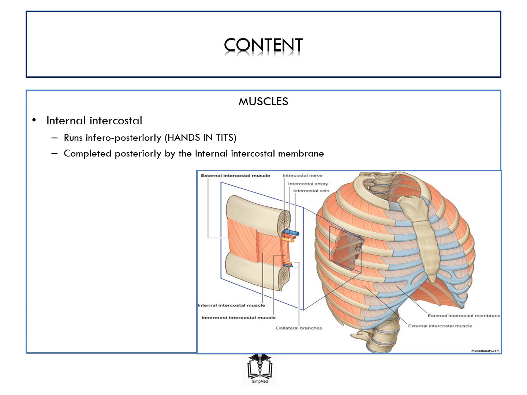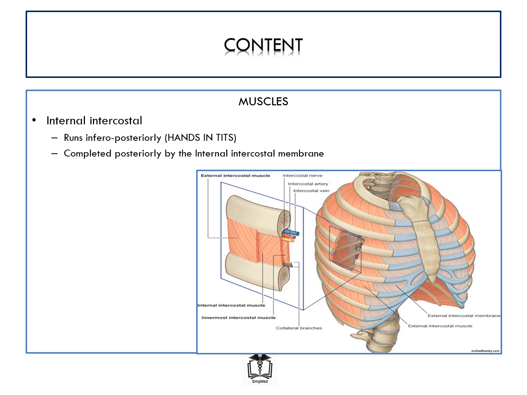The internal intercostal muscle is the second muscle in the content of the intercostal space. It is found in the middle portion of the entire space and tends to run inferior posteriorly, in contrast to the external intercostal muscle that we talked about.